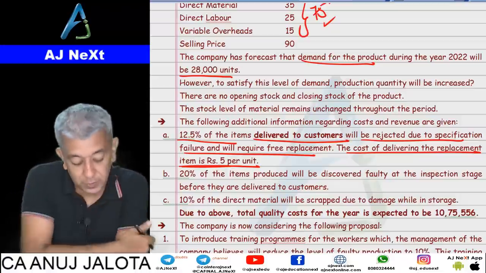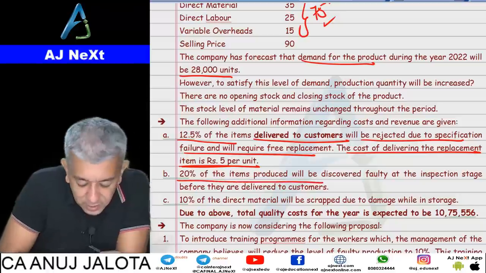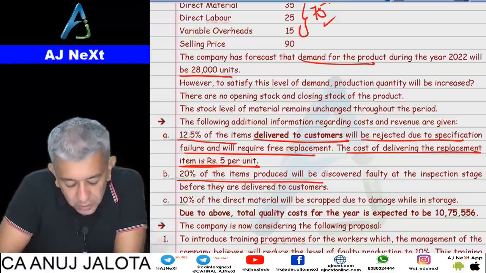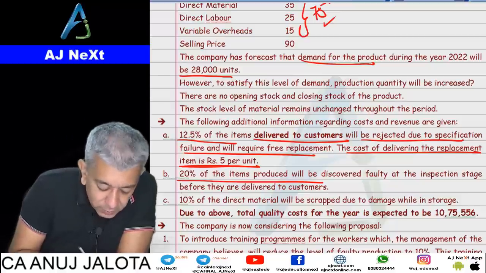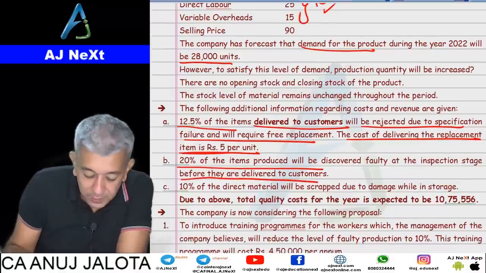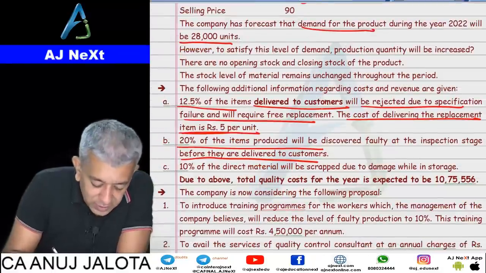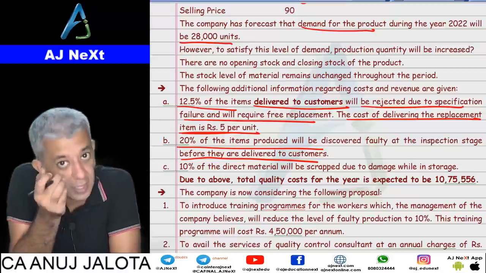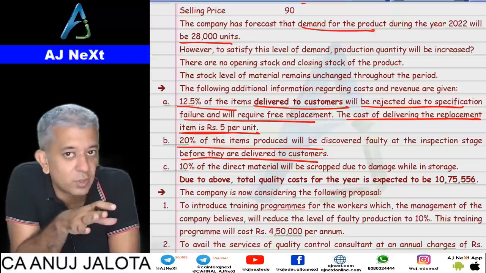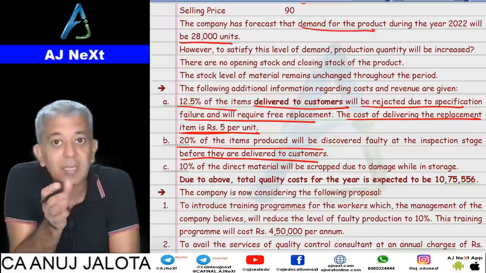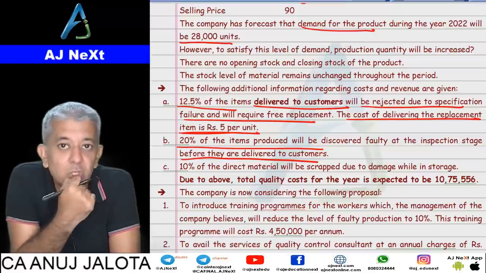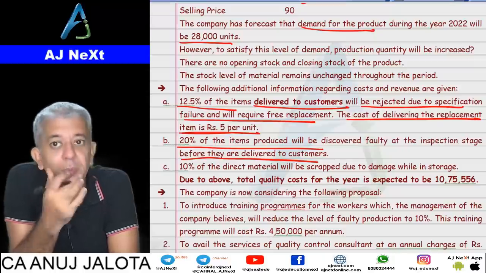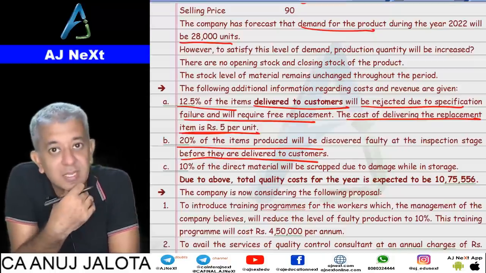ठीक है, आगे चल पड़ते हैं. 20% of the items produced will be discovered faulty at the inspection stage before they are delivered to the customer. अभी ना, delivered to the customer, शायद ये वाला dispute आपको याद होगा, मैंने आप लोगों को क्लास के अंदर भी बोला था, लिखवाया भी था. एक बार गलत तरीके से सॉल्व करवाया था, एक बार सही तरीके से करवाया था, क्योंकि पिछले वाले क्वेश्चन के ना वहां पे वर्ड्स था invoiced. ओके, वहां पे वर्ड्स था invoiced, तो तभी कोई पंगा नहीं था, लेकिन इस वाले केस के अंदर पंगा था.